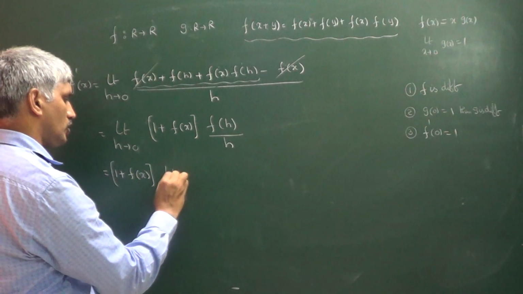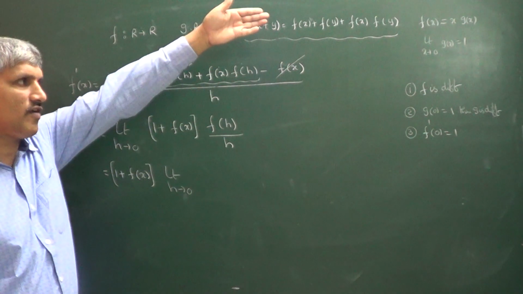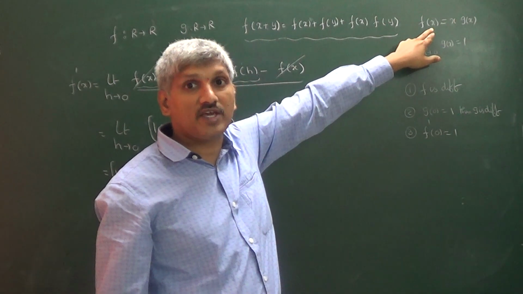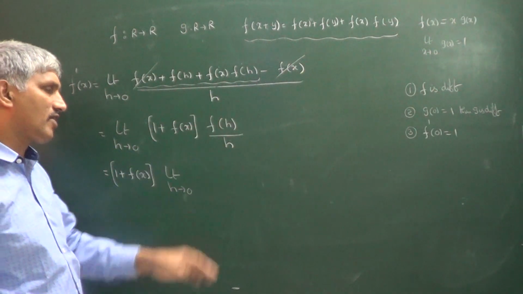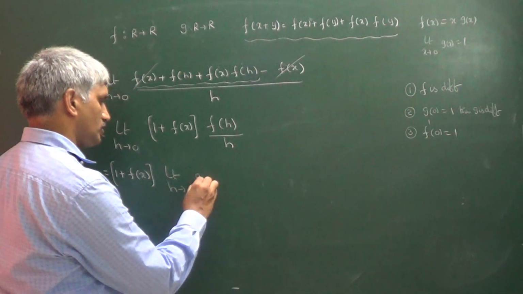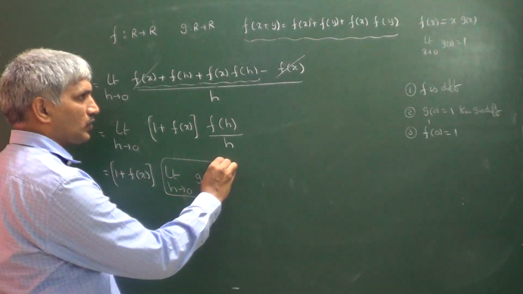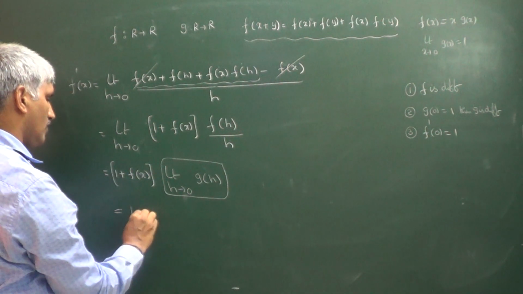Now this is equal to 1 plus f of x, which we can write outside, limit h tends to 0, because you can observe from there f of x by x is equal to g of x. That's why f of h by h we can write as g of h. But this limit value is given in the question as 1. So we got 1 plus f of x.